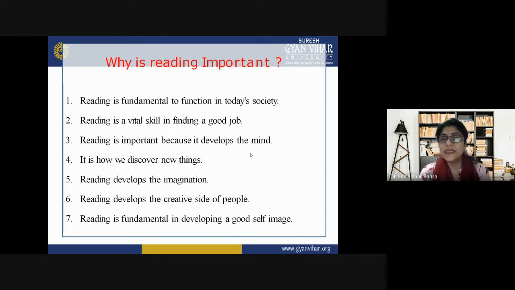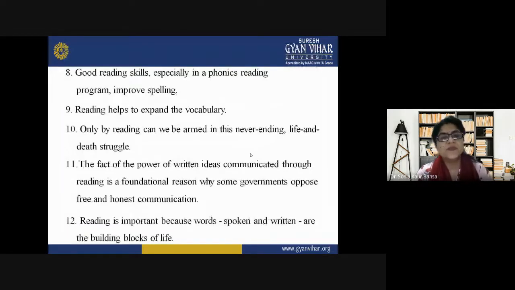And when you are reading something very good, then you are aware of day-to-day life's events. When you are reading, your fundamental image is very much nice to other people. Good reading skills, especially in a phonics reading program, improve spelling. So reading helps to expand the vocabulary also. Only by reading can we be armed in this never-ending life and death struggle. So it is only through reading that we are going to apply our knowledge to this.